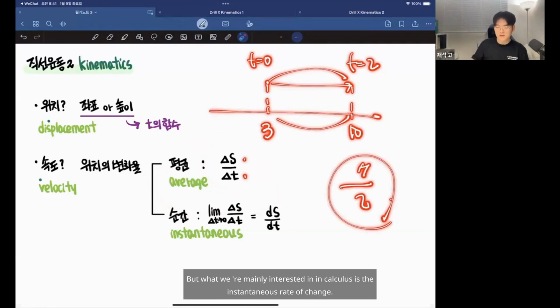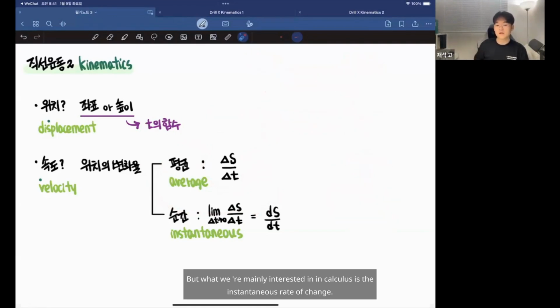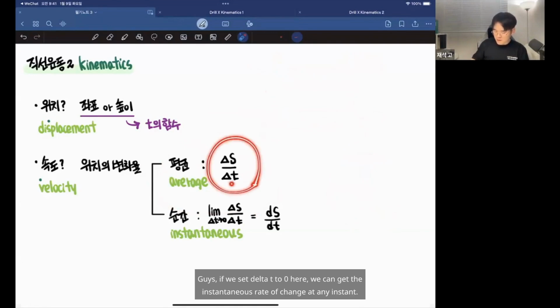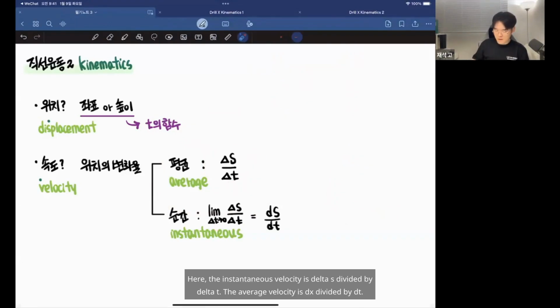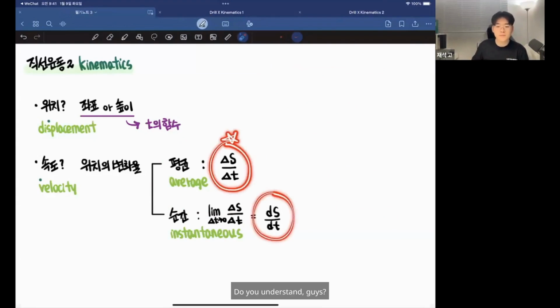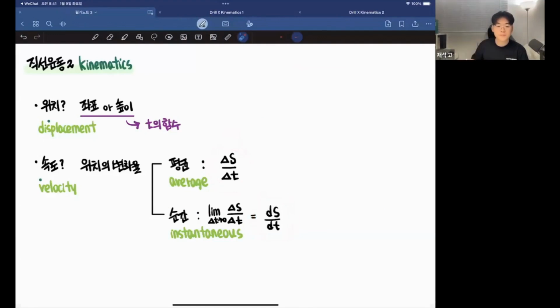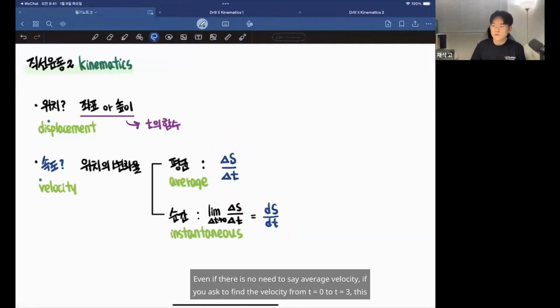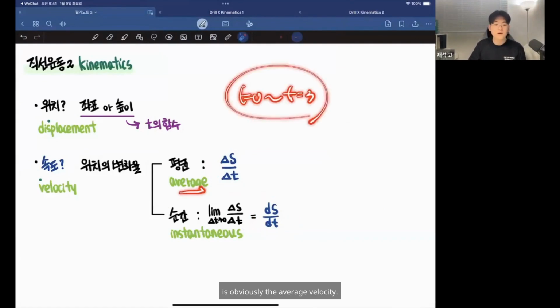But what we're mainly interested in calculus is the instantaneous rate of change. Guys, if we let delta t approach 0 here, we can get the instantaneous rate of change at any instant. Here, the instantaneous velocity is ds divided by dt. The average velocity is delta s divided by delta t. Do you understand, guys? Even if there is no need to say average velocity, if you ask to find the velocity from t equals 0 to t equals 3, this is obviously the average velocity.